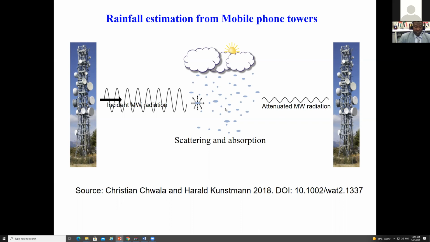There is a lot of research going on, and they get a good correlation between the observations from mobile towers and observations from meteorological stations. So it's a good idea. They're good methods of estimation, because the accuracy will be better, because we have a concentrated network of mobile towers in cities.